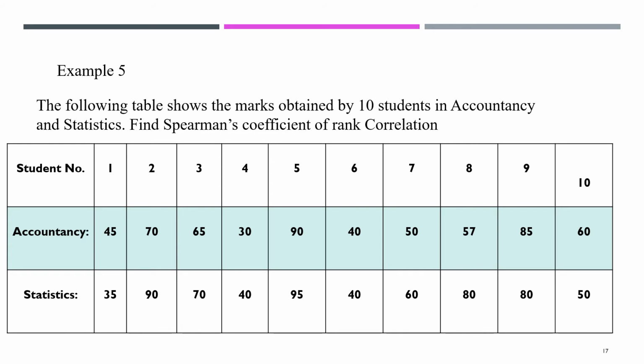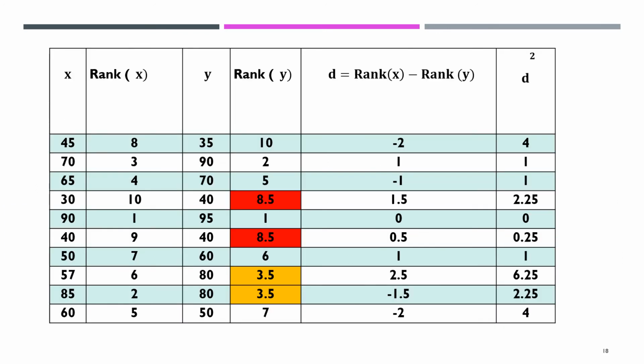Again forming the column. So if we form the column, X is written as the first column, Y is written as the second column. Then I've calculated rank of X. Again, the highest number in the X column.